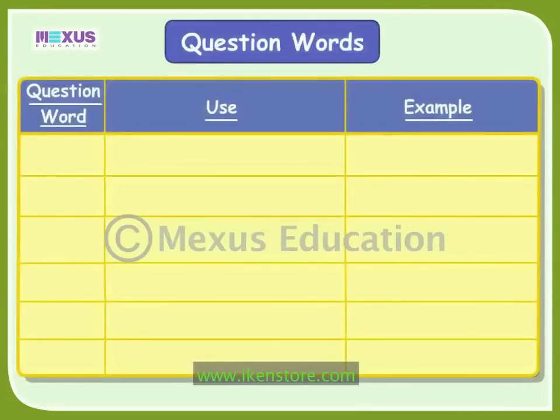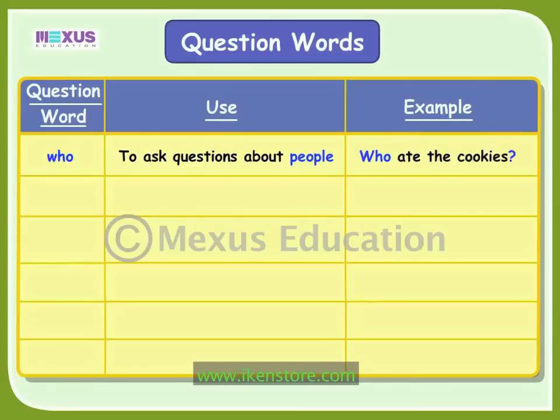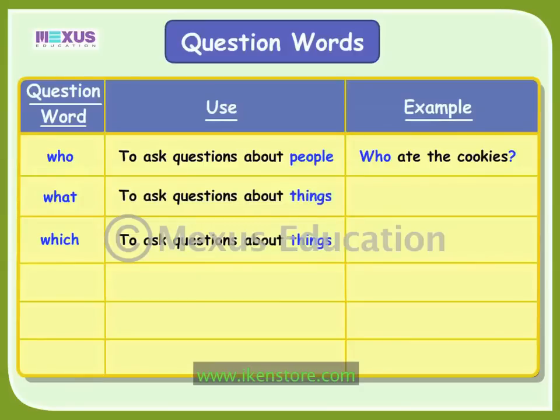The question word who is used when we ask questions about people. For example, who ate the cookies? The question words what or which are used when we ask questions about things. For instance, what are you eating? Or which is your favorite drink?